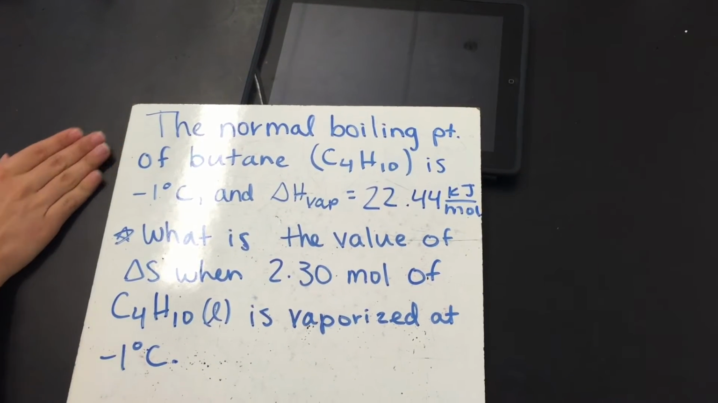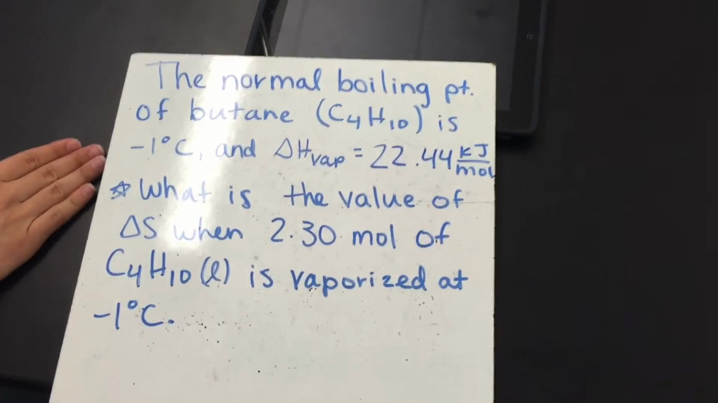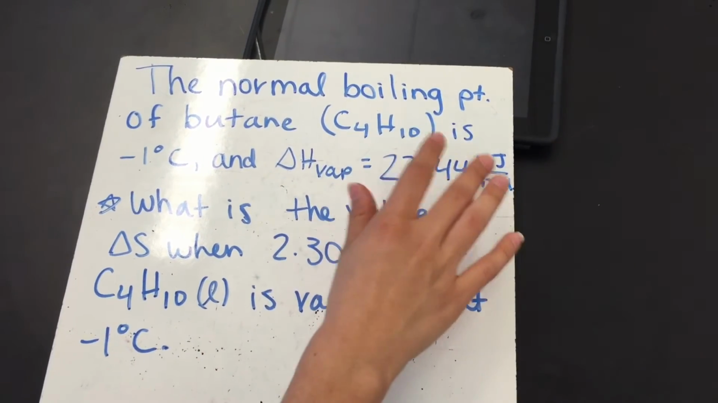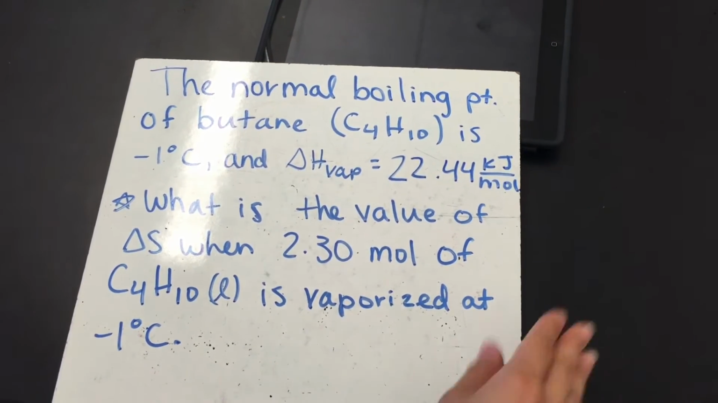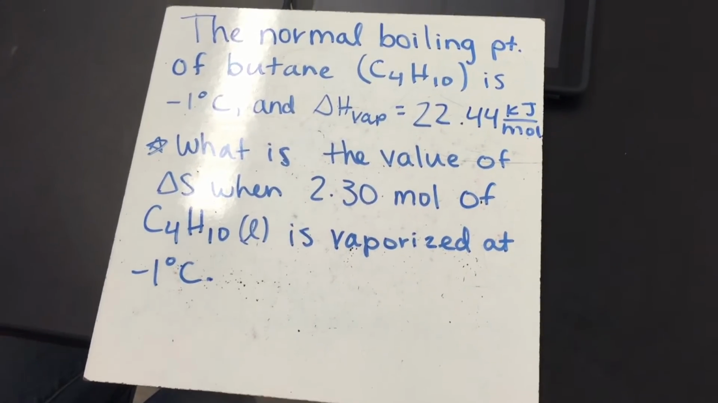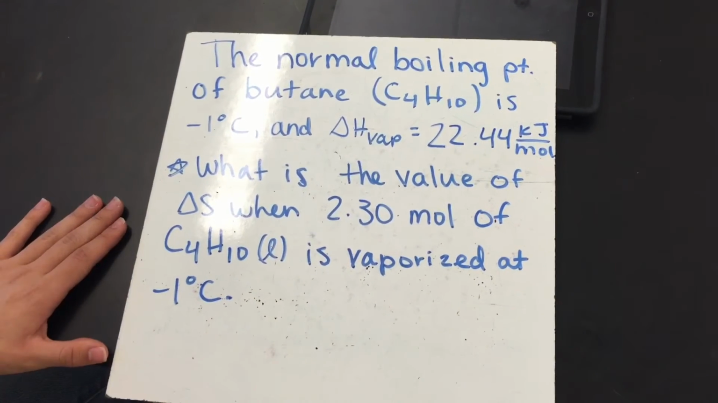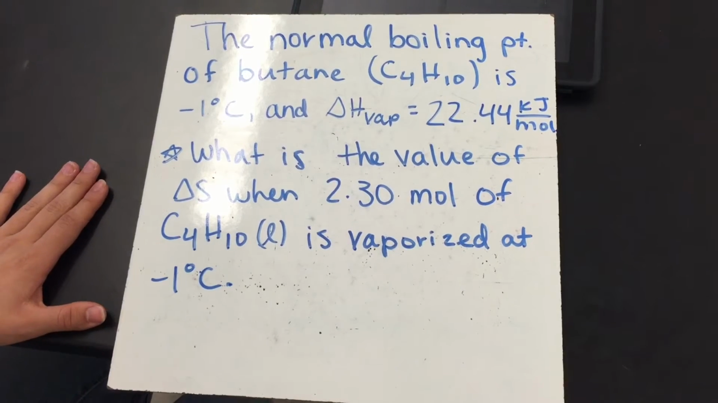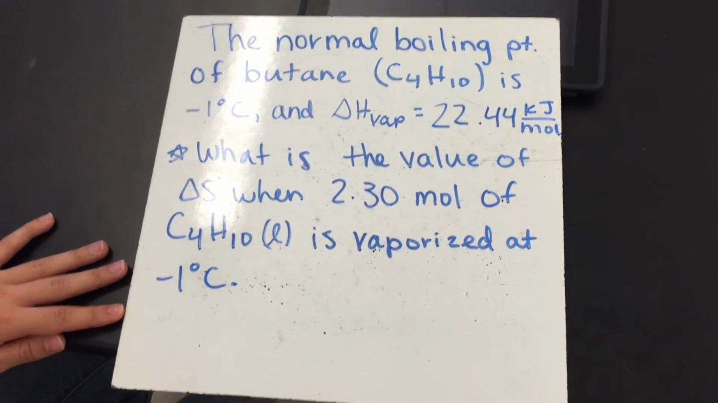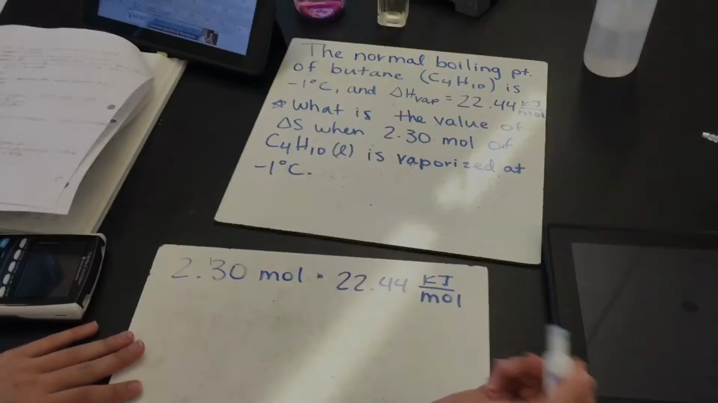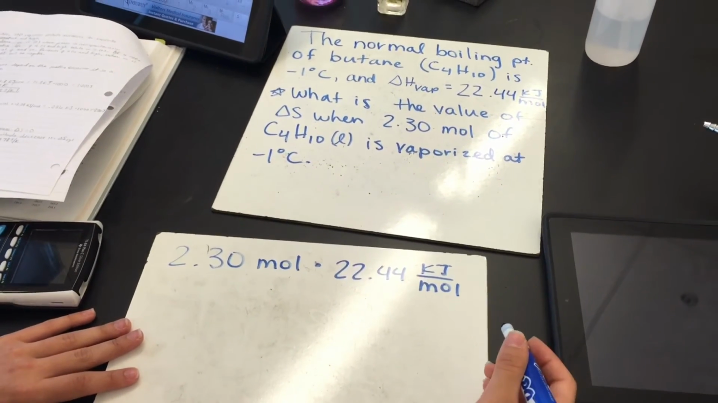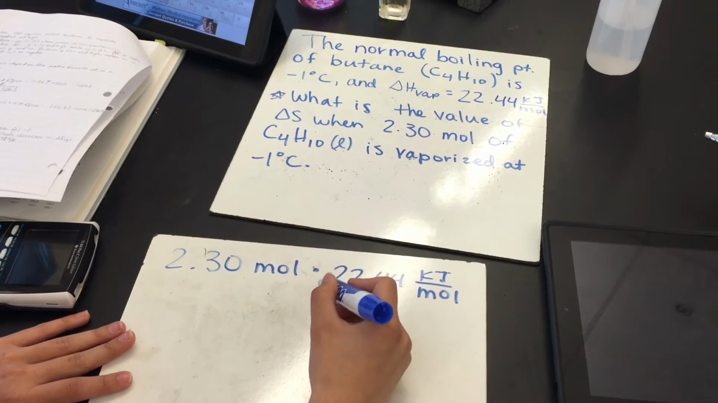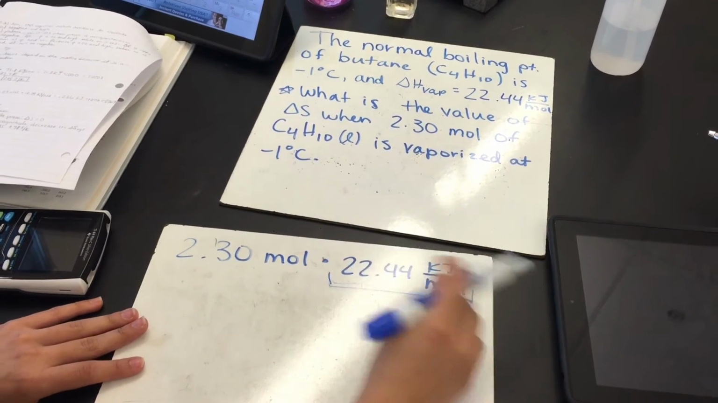The normal boiling point of butane is -1 degree Celsius, and its molar enthalpy of vaporization is 22.44 kilojoules per mole. Now, using this information, what is the value of delta S when 2.3 moles of butane is vaporized at -1 degree Celsius? The vaporization of butane is an endothermic process, so this value will be positive.